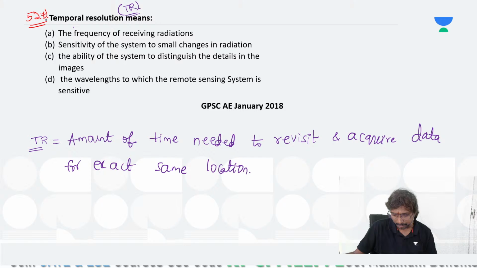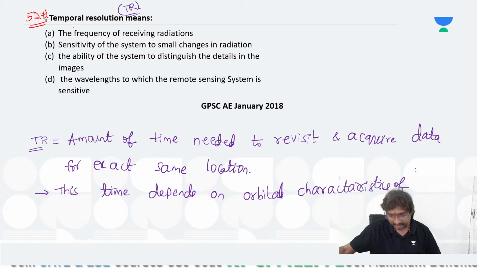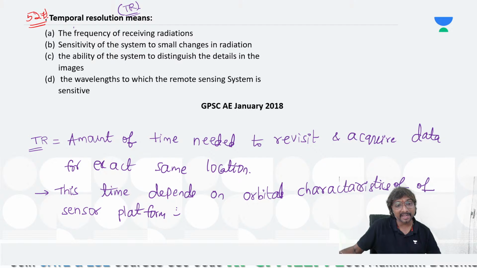When applied to remote sensing, the amount of time depends on the orbital characteristics of the sensor platform. A satellite is the sensor platform. It depends on the orbital characteristics of the platform as well as the sensor characteristics, whether the sensor is good or not.